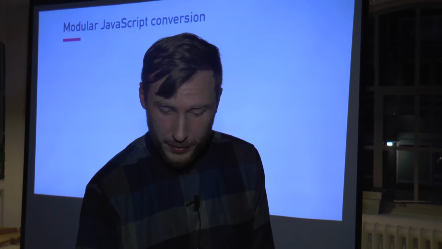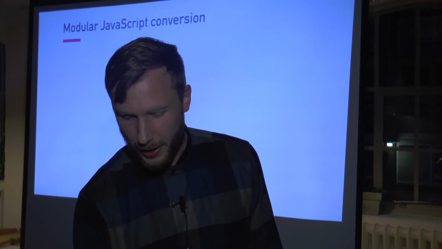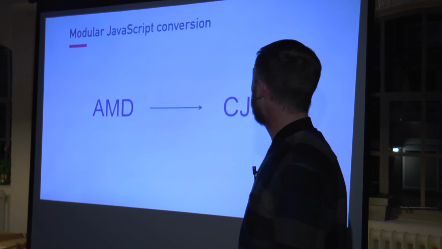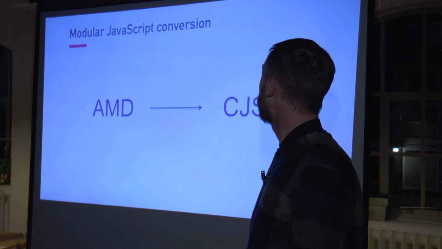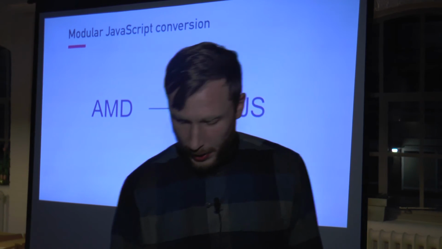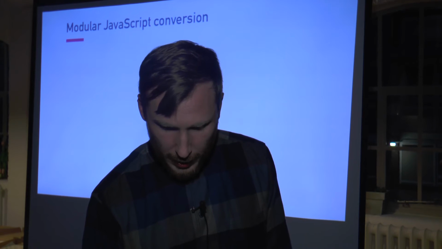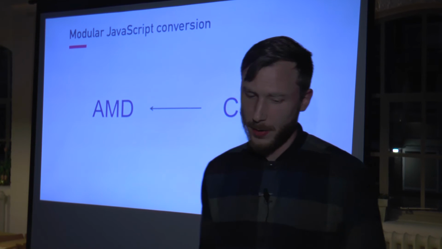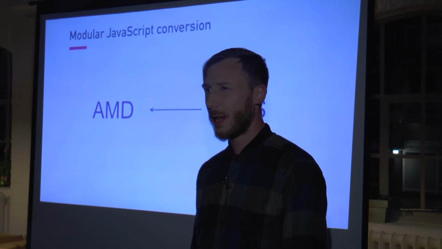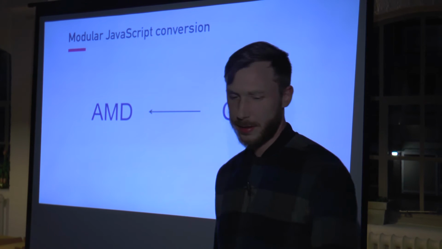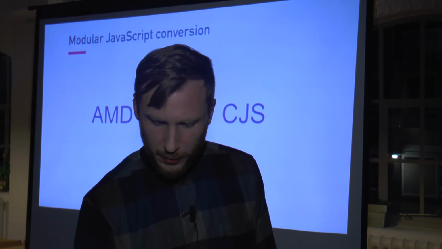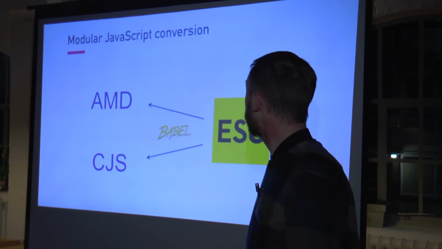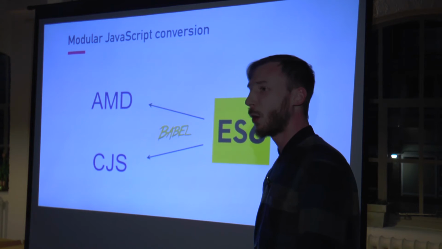And conversion. It pains me to think of anyone who's had to do this. Converting from AMD to CJS, you can do it. There are a couple of decent libraries on GitHub. I can't imagine it's much fun. And you can go the other way as well. You can go from CJS to AMD, which I believe SoundCloud had to do. They had loads of legacy code and they had to convert it, so they used a library called Sweet.js to do it. You can convert from ES6 to AMD and CJS.